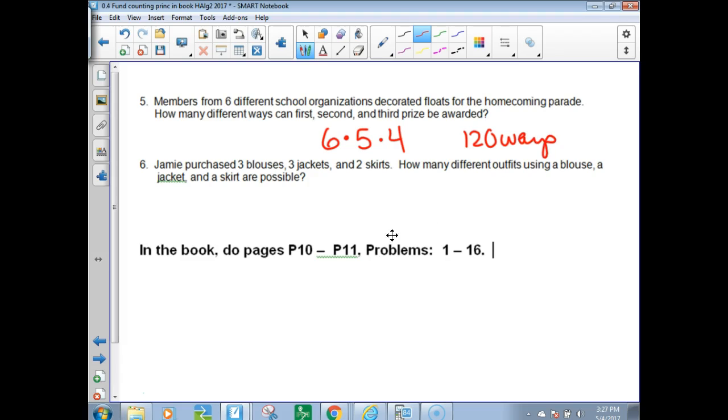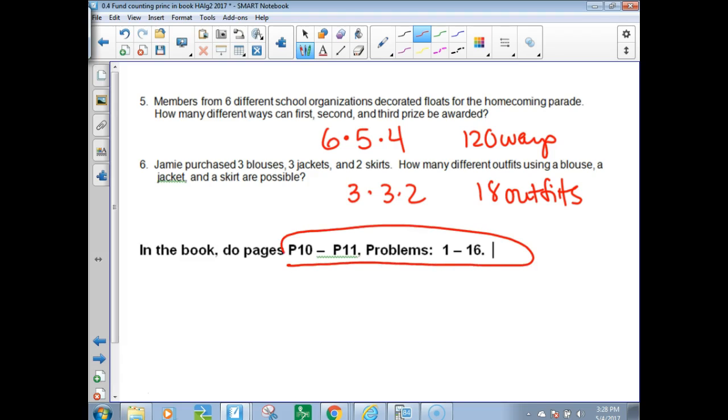And then last but not least, you have 3 blouses, 3 jackets, and 2 skirts. Assuming that they aren't clashing in color, how many outfits can you make? You got what I'm saying? 3 times 3 times 2. That's 18 outfits. Okay, you are ammunitioned to be able to do your assignment. So you want to do this and worksheet 9.